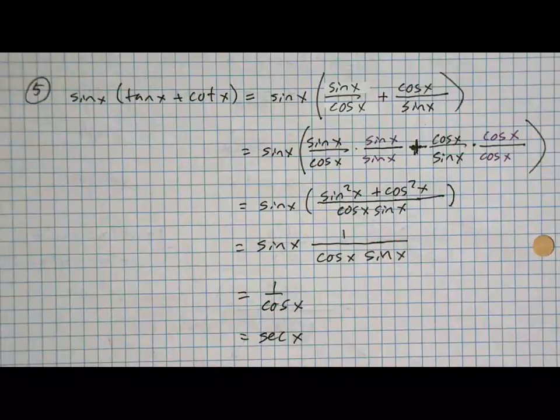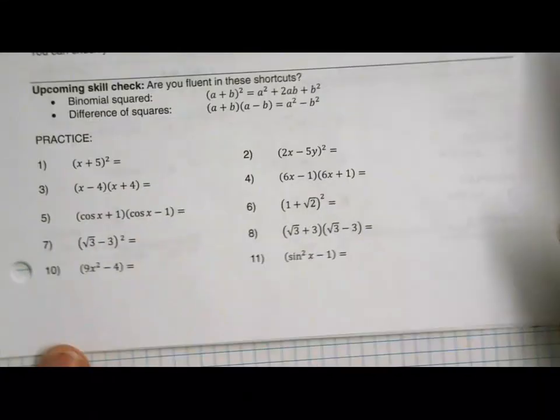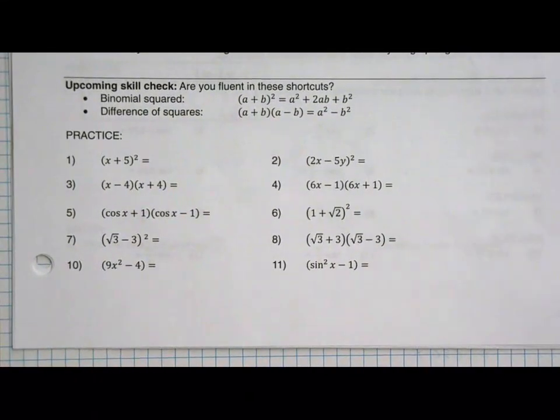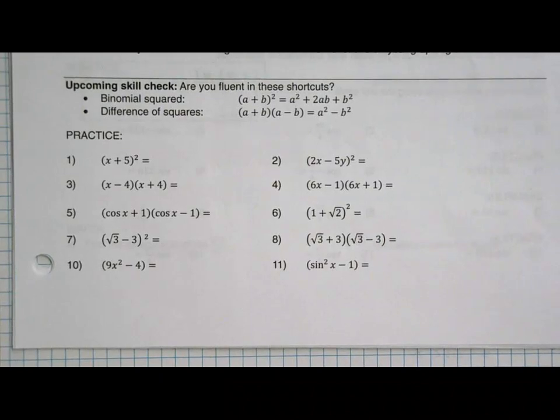So I want to warn you that one of the things that is going to become very, very useful to us in the near future is being fluent in your binomial squared and difference of squares shortcuts. So I would encourage you to go through these. There's 10 problems here. Somehow I skipped number 9. My apologies. Go through these and work them out.